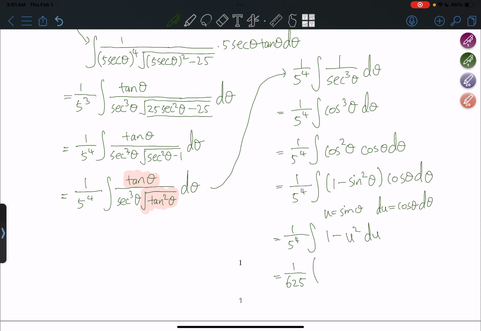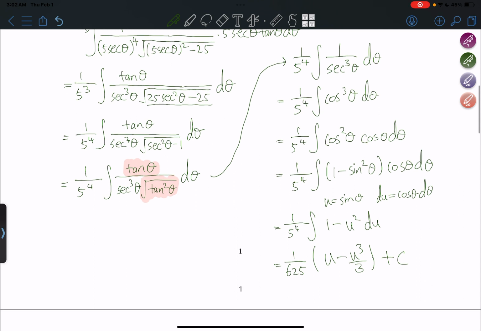But the integral becomes u minus u to the 3rd over 3, and I'll just write the plus c on the side here. We talked about that before. So that's at least how we do the integral.